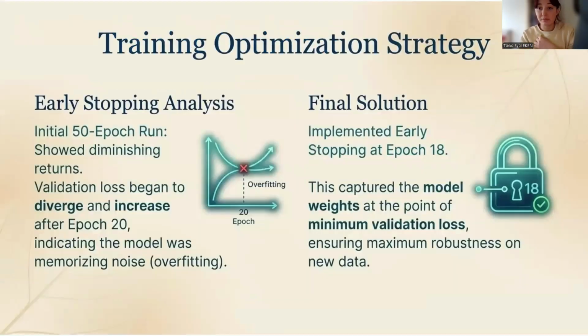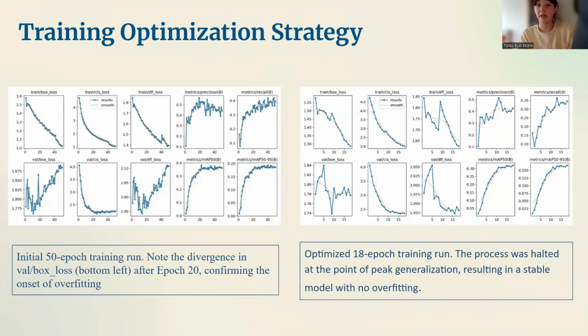Now, I also want to explain something else. While I was training my model, I had the problem of overfitting. I first trained my model for 50 epochs, and I also want to show the figures to classify it more. If you look at the graphs on the left side, you can see that after epoch 20, the validation loss began to increase. This V shape was the sign of overfitting.